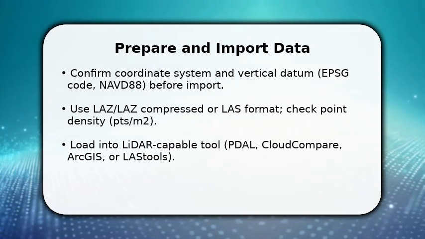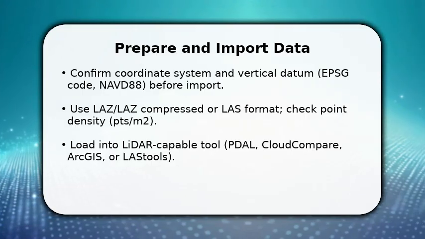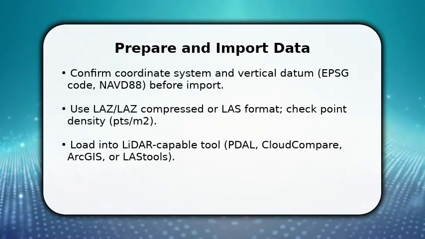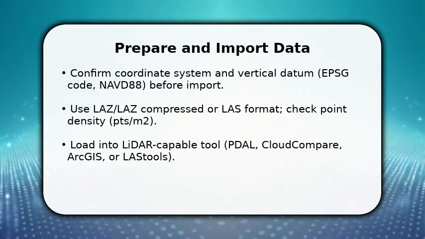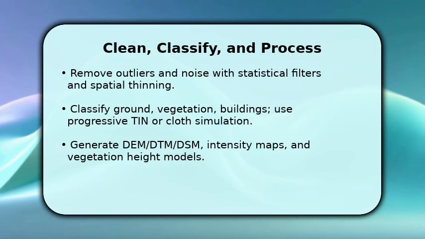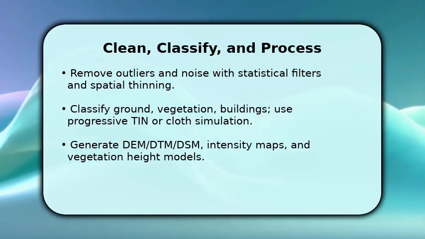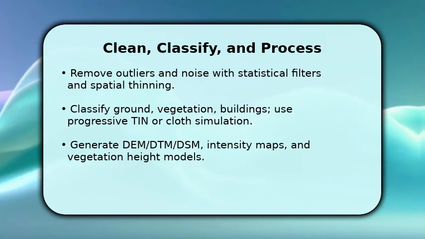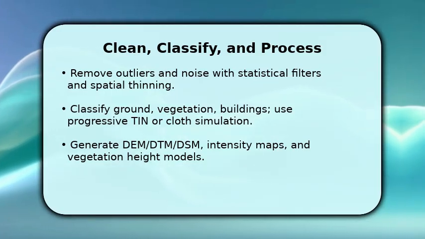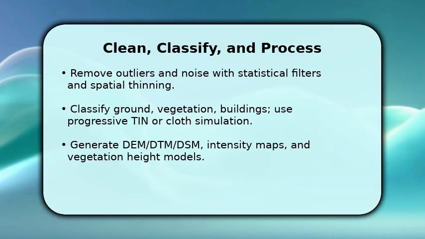You now clean and classify. Remove spikes and isolated points with statistical outlier filters, then thin dense swaths to 0.5 or chosen pts/m2 for performance. After that, run classification workflows, progressive TIN or cloth simulation for ground, separate vegetation and buildings to create reliable layers.